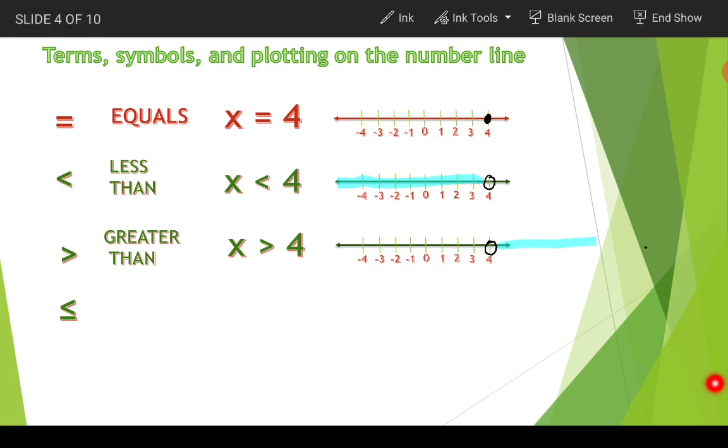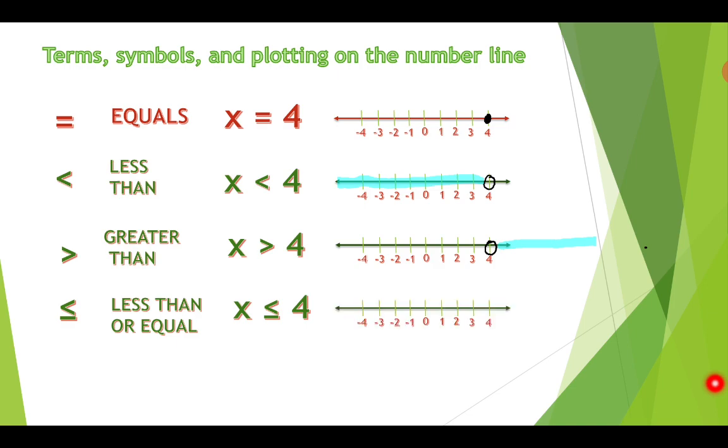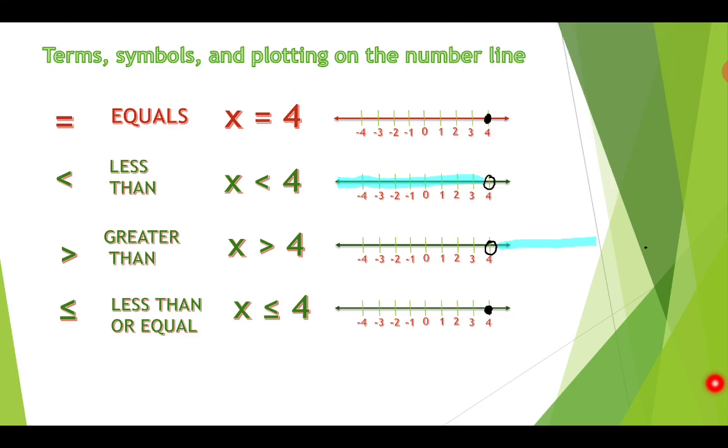Okay. Next symbol is the less than or equal. Okay. So, meron nang sinabing or equal. And notice, yung less than na symbol, meron na siyang line sa baba. Okay. So, pag ginraph ko yan, imbis na hollow na circle, I'm going to use a solid circle. Bakit? Kasi ibig sabihin, pwede nang maging value ng x si 4. Okay? And then, katulad ng less than, ang isi-shade ko na part is lahat ng nasa kaliwa niya. Kasi yun yung mga numbers that are less than 4.